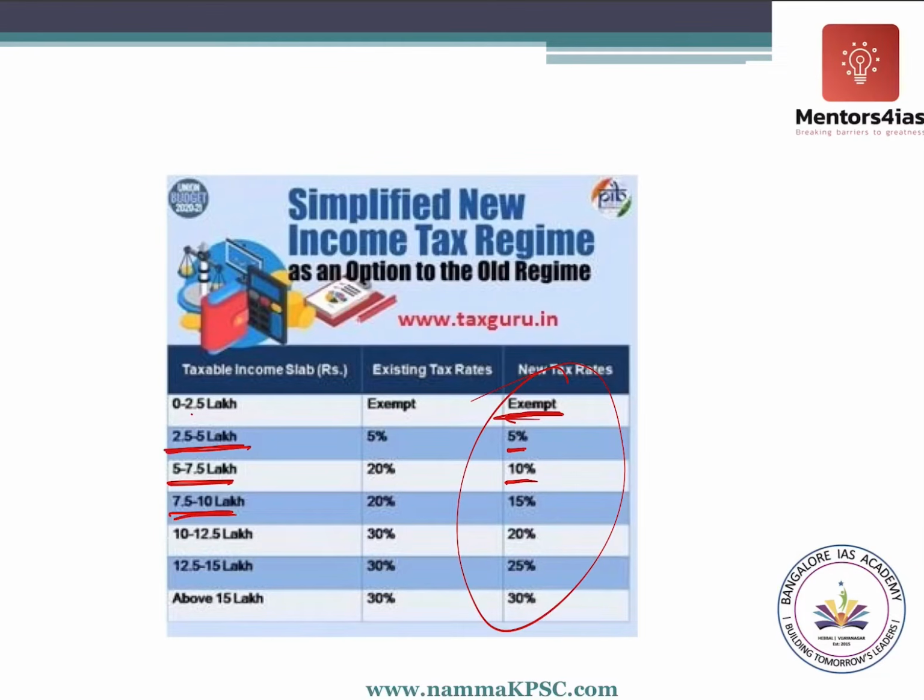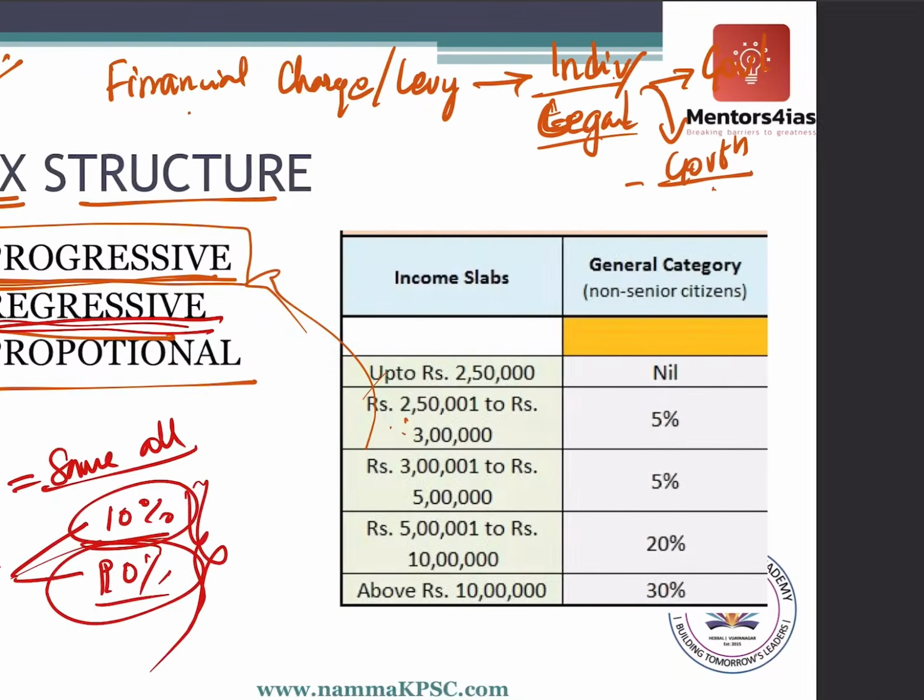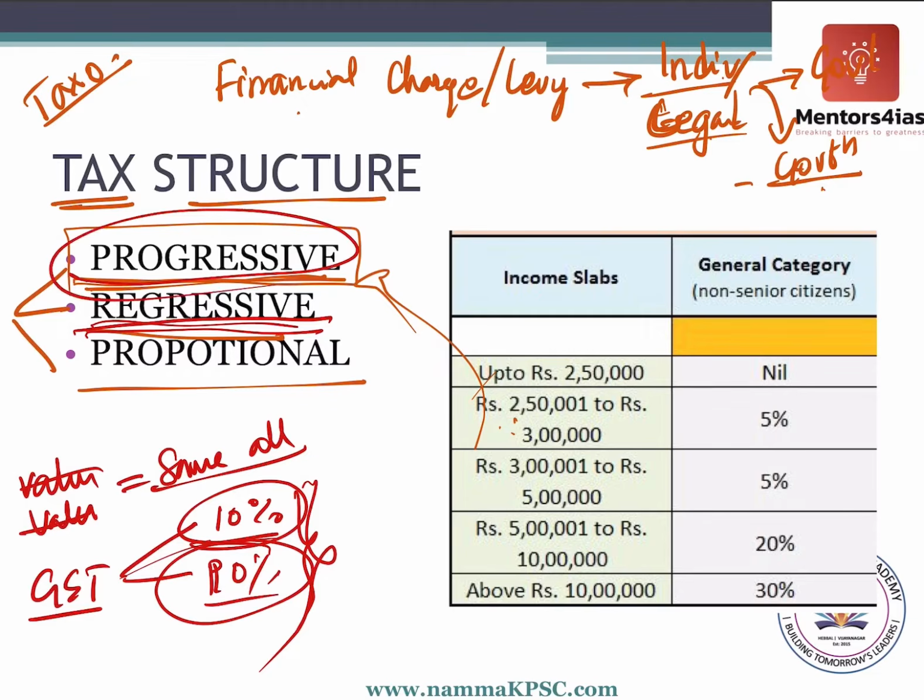7.5 to 10 lakh, 15%. 10 lakh to 12.5 lakh, 20%. 12.5 to 15 lakh, 25%. And above 15 lakh, they have to pay 30% tax. So as your income increases, you have to pay more tax. So this kind of tax structure is known as progressive taxes.